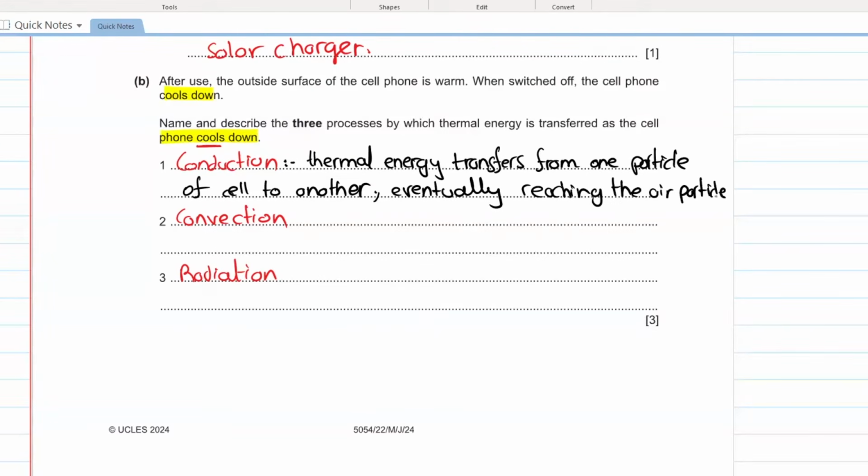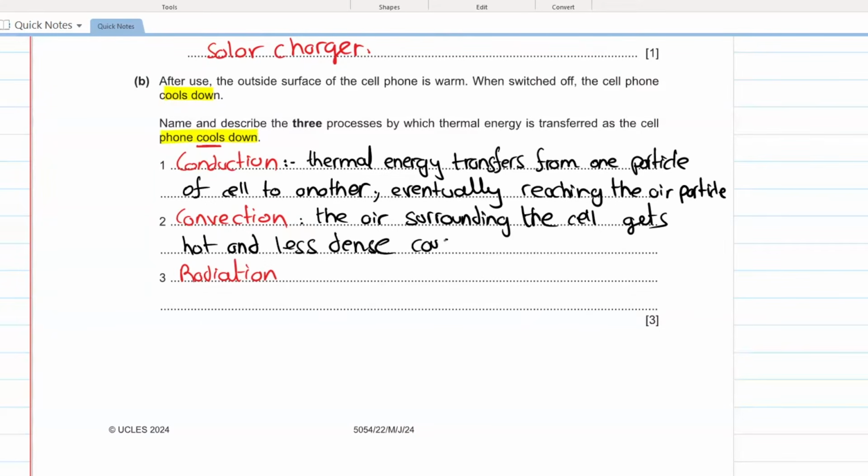How does heat transfer take place using convection? बेटा convection के through heat transfer किस तरह take place करता है? This you can say, the air surrounding the battery or the cell, surrounding the cell, gets hot and less dense, causing it to rise.